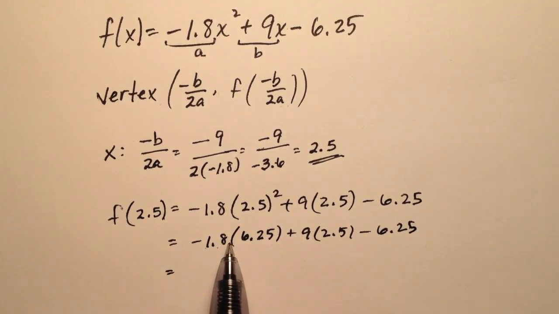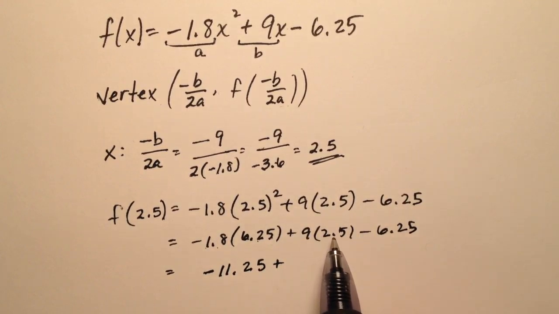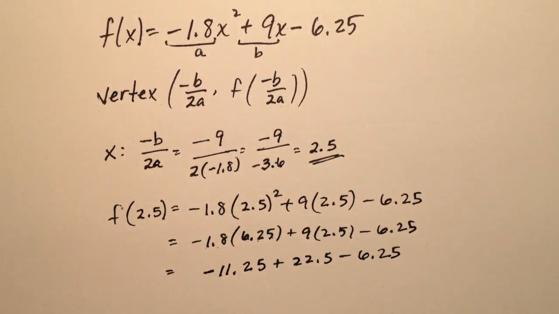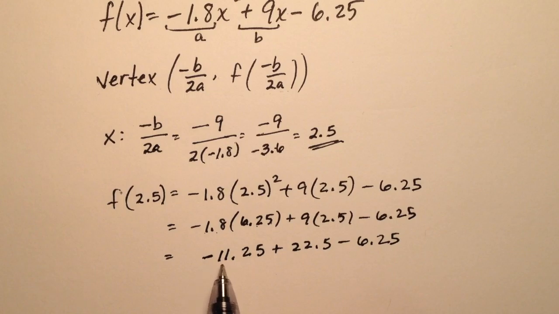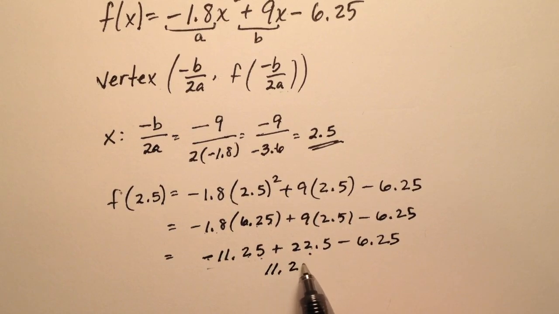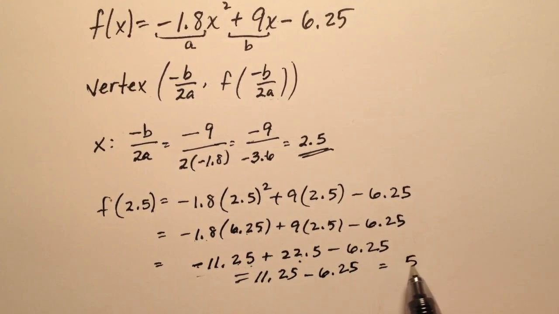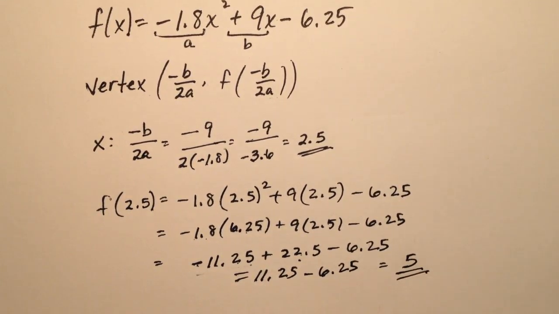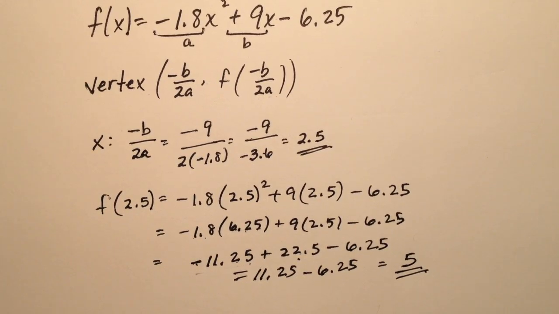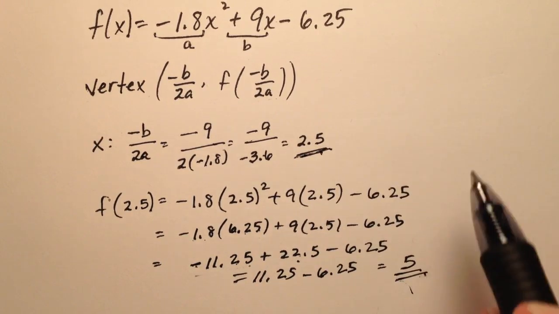So negative 1.8 times 6.25 should be something like, let's see, 11.25. And then 9 times 2.5 should be something like 22.5. And then minus 6.25. Of course, this is half of this guy, so negative 11.25 plus 22.5 is just going to be a positive 11.25. And when I minus 6.25 from that, I'm just going to go ahead and get 5. So that wasn't too bad. That came out to be a nice whole number there. So the vertex then is going to be my x value, 2.5, and my y value, 5.